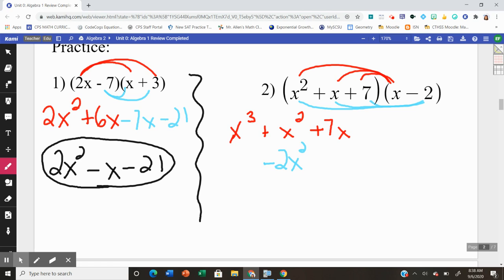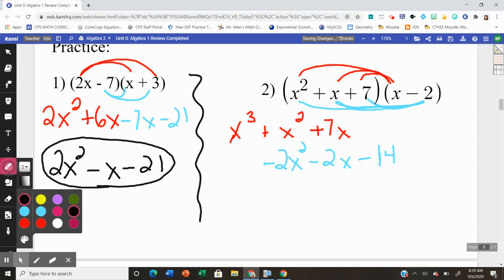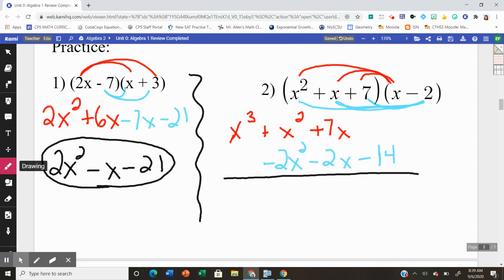I'm putting it underneath the other x squared term. Same idea. Negative 2 times x is minus 2x, putting it underneath the other linear term, the other x. And then negative 2 times 7 is negative 14. He doesn't have a like term, so I'm just sticking it at the end here. Very last step is just combining our like terms, which is just adding down the rows. Look how nice and easy this is. Minus x squared plus 5x, and then minus 14.